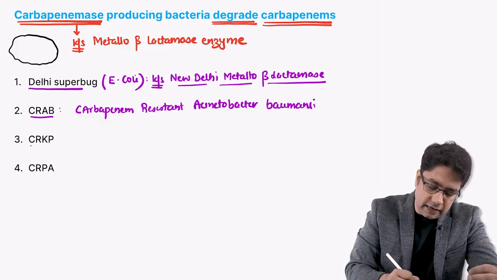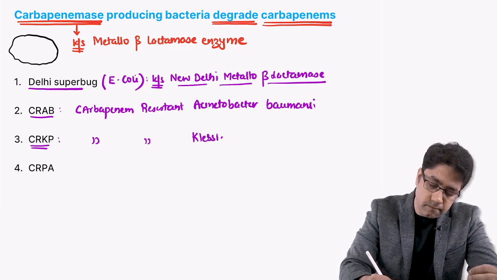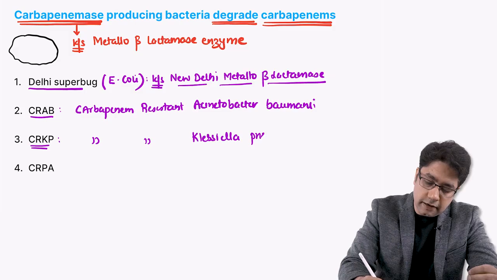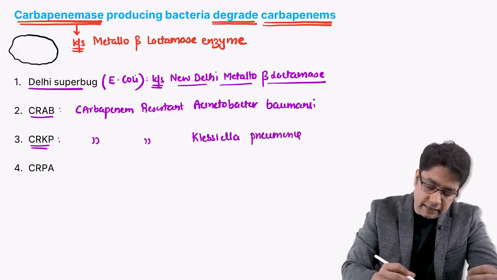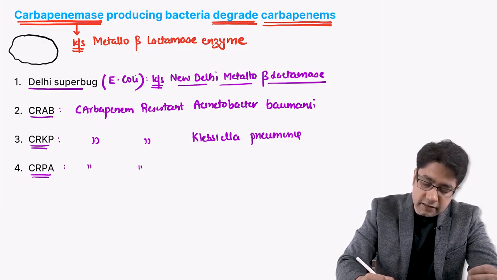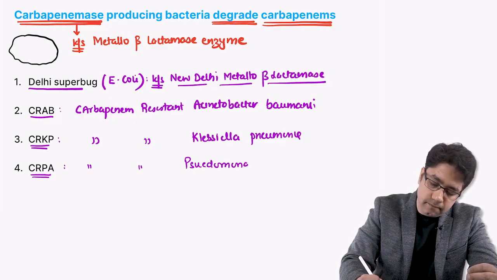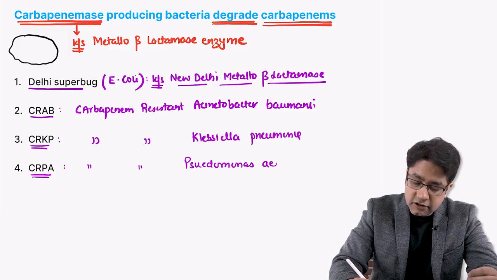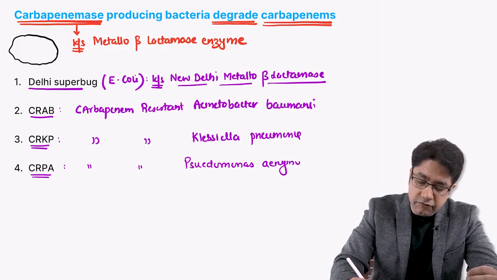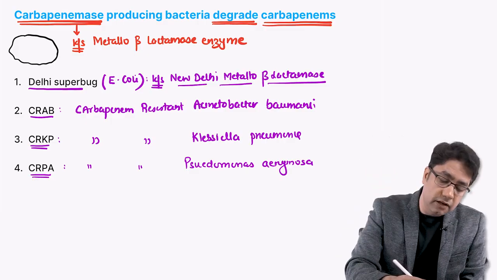Similarly, CRKP. CRKP will be carbapenem resistant Klebsiella pneumoniae, a gram-negative infection. And lastly, CRPA, it will be carbapenem resistant Pseudomonas aeruginosa. So these are certain strains of bacteria which are even now resistant to carbapenem. So here comes the question.